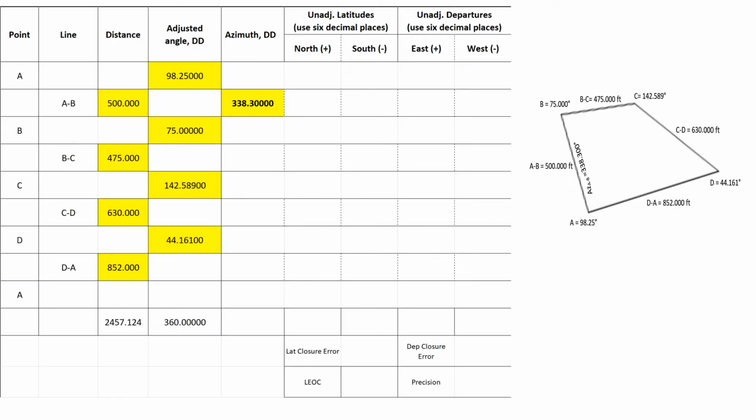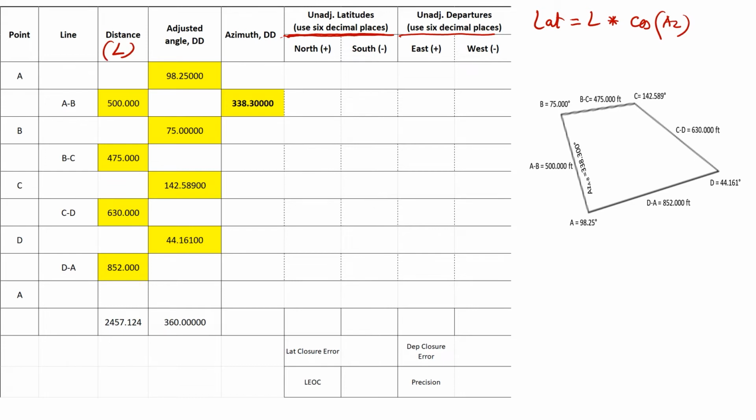All right, so let's try to find the latitude and departure of these lines, and make sure you read your questions properly, because here you have been told to use at least 6 decimal places. So read the question. So how do we find the latitude? Again, latitude equals length times the cos of the azimuth. Length and distance are the same thing. So distance means length.